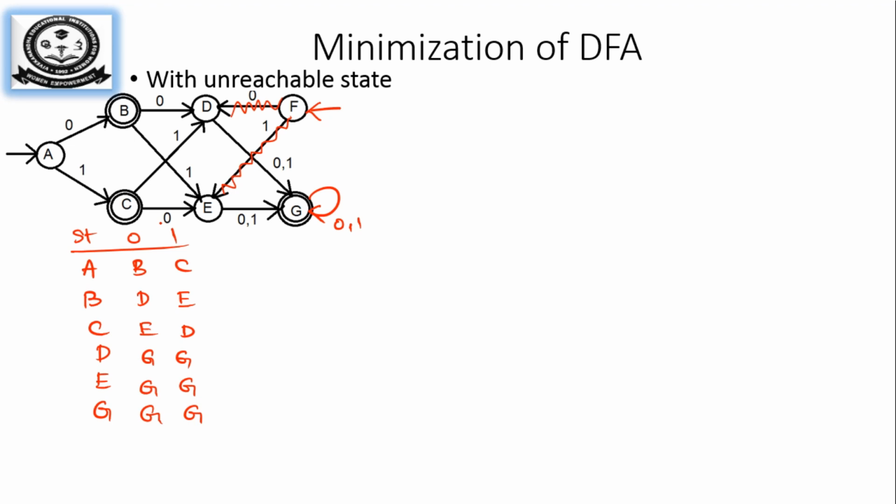So here what are the final states we have? We have B, we have C, and we have G. So we will start our first step calculating equivalence 0. So we will form a set with the non-final states, so A, D and E, and with the final states as a separate set, which is going to be B, C and G.